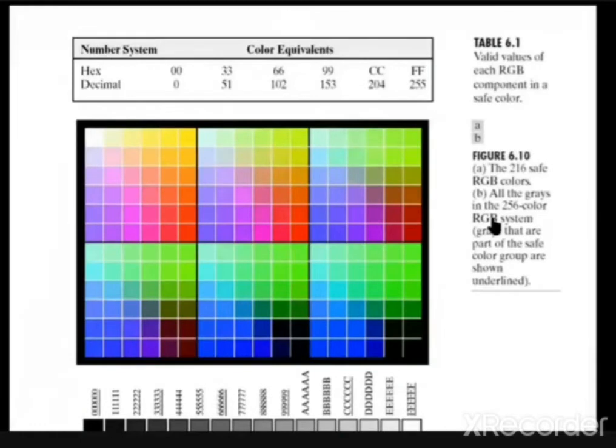Okay, dear students, we have seen that we can have a total of 24 bits for representing each pixel color. We use 8 bits for red color, 8 bits for green color, and 8 bits for blue color. So like that we get a total of 24 bits. We get 2 raised to 24 number of combinations, which is a very large number of colors.